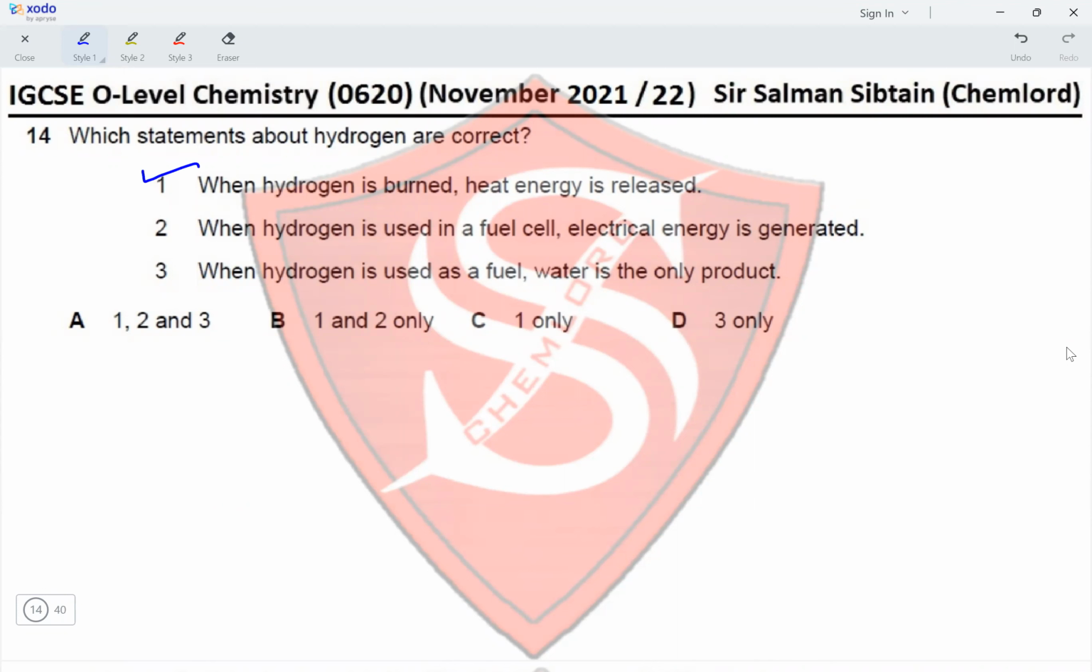Next, 2. When hydrogen is used in a fuel cell, electrical energy is generated. Yes, it is a fuel in a hydrogen-oxygen fuel cell. This is also correct. 3. When hydrogen is used as a fuel, water is the only product. Yes, hydrogen reacts with oxygen gas, producing water as a waste product. So all three statements about hydrogen are correct, making option A the correct option for this question.